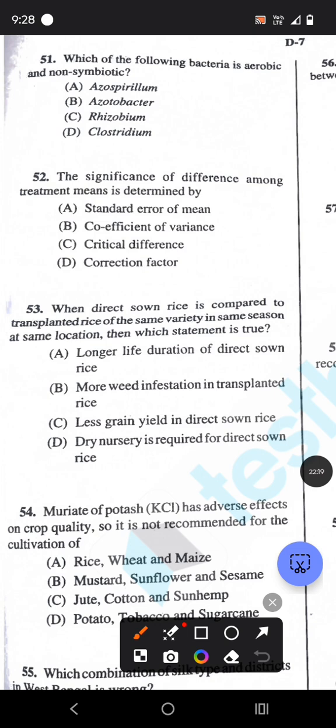When direct sown rice is compared to transplanted rice of the same variety in the same season at the same location, which statement is true? Option A, longer life duration of direct sown rice, not true. More weed infestation, not true. Less grain yield in direct sown rice, that is true. That is the correct answer, option number C.